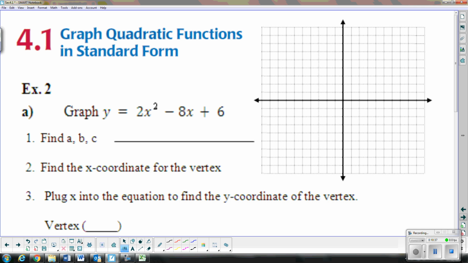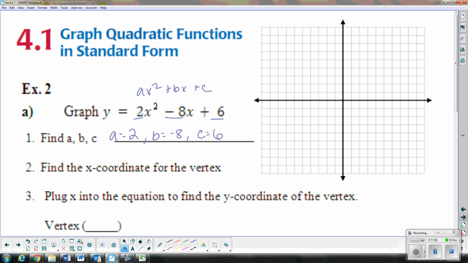Okay, let's look now at some graphs. When we're graphing parabolas, the first thing we want to do is identify our a, our b, and our c. This will help us keep all of our information organized because there's a lot going on graphing these parabolas. So our a equals 2, b equals negative 8, and c equals 6. So this is ax squared plus bx plus c.